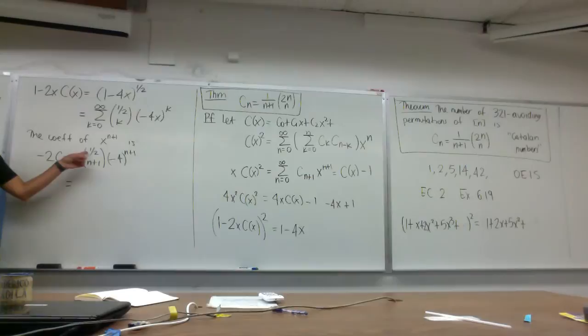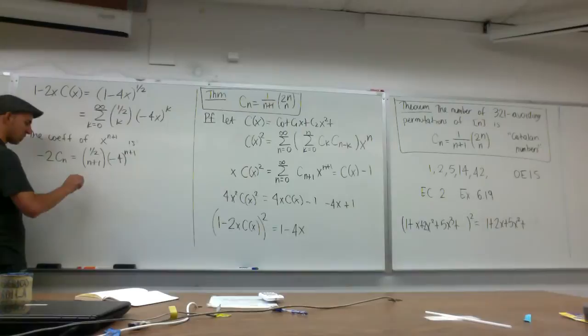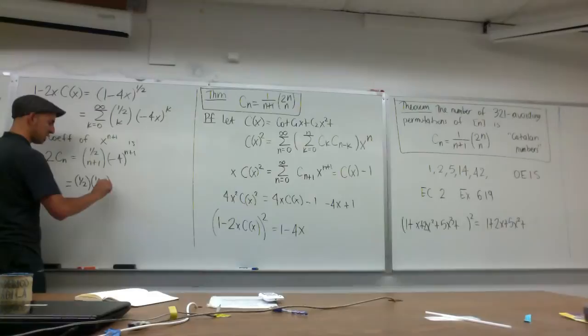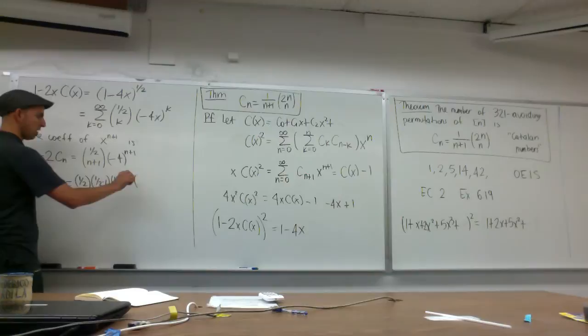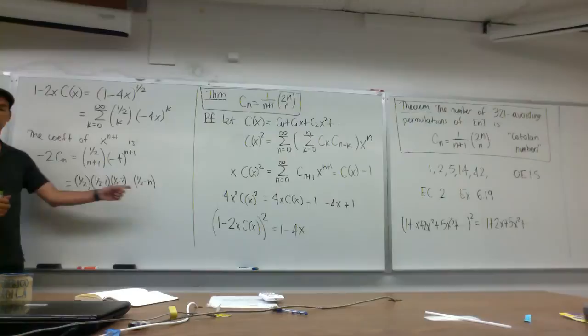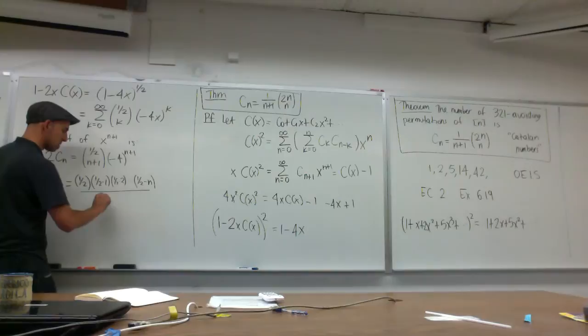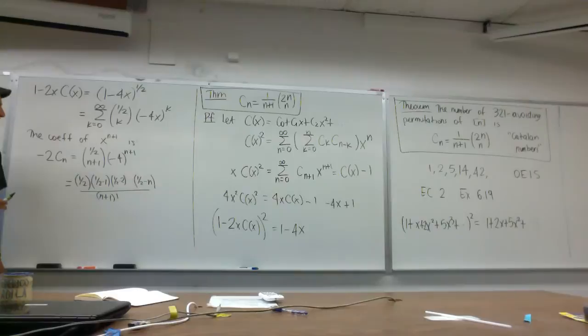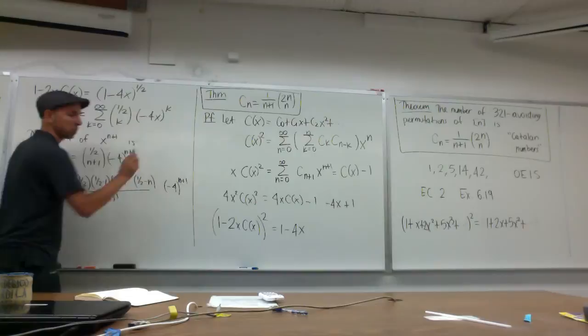So remember, what is a real number choose an integer? We know that r choose n plus 1 is r times r minus 1, r minus 2, etc., up to r minus n. And I go to minus n so that I have 0, 1, 2, up to n. I have n plus 1 terms here, which is what I should have in something choose n plus 1. This divided by n plus 1 factorial. That's the definition of 1 half choose n plus 1. And I still have that minus 4 to the n plus 1. So let's continue.